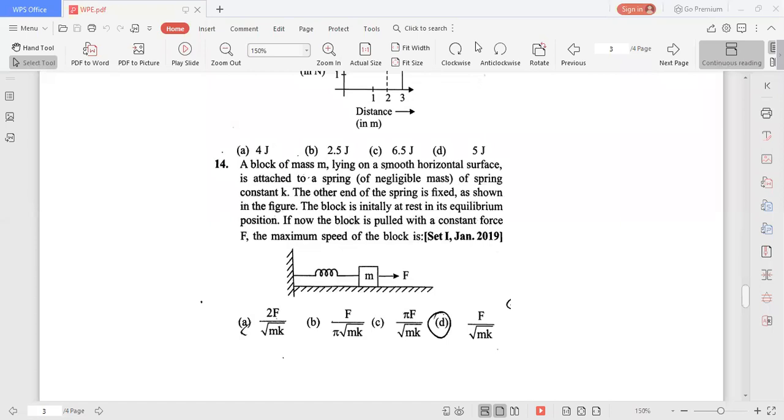The block is initially at rest. So the block is initially at rest in its equilibrium position. Okay. If now the block is pulled with a constant force F, the maximum speed of the block, they asked. Okay. Have you seen the question? Now look at the board.